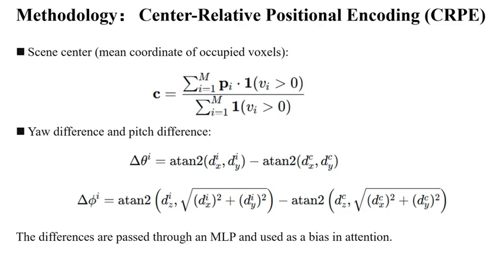In indoor scenes, objects are often distributed near the scene center. Center relative positional encoding, CRP, computes the yaw and pitch angular differences between each voxel and the scene center to encode spatial information richness, helping the model focus on key structural regions and improving reasoning under occlusions in complex layouts.